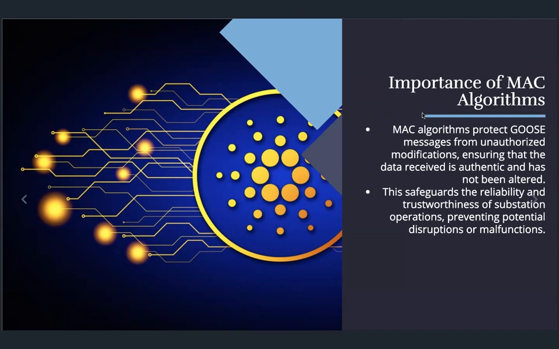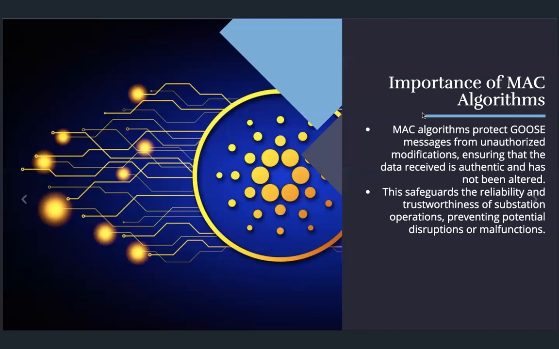A GOOSE message consists of destination and source address fields, 6 bytes each, followed by an EtherType field of 2 bytes, which defines the type of GOOSE message. GOOSE PDUs consist of APPID, length, reserved fields, and the different fields. Implementation of message authentication code algorithms requires addition of a MAC value to the GOOSE message.